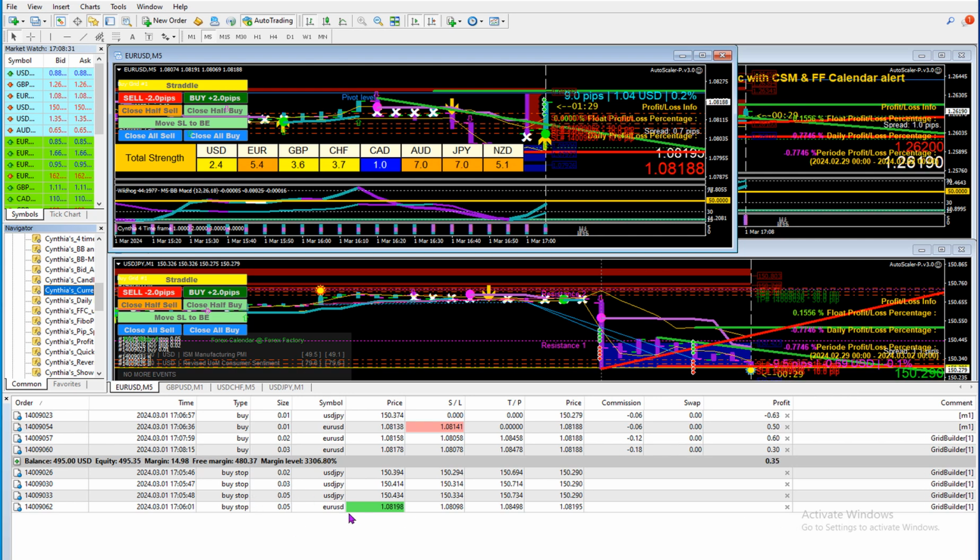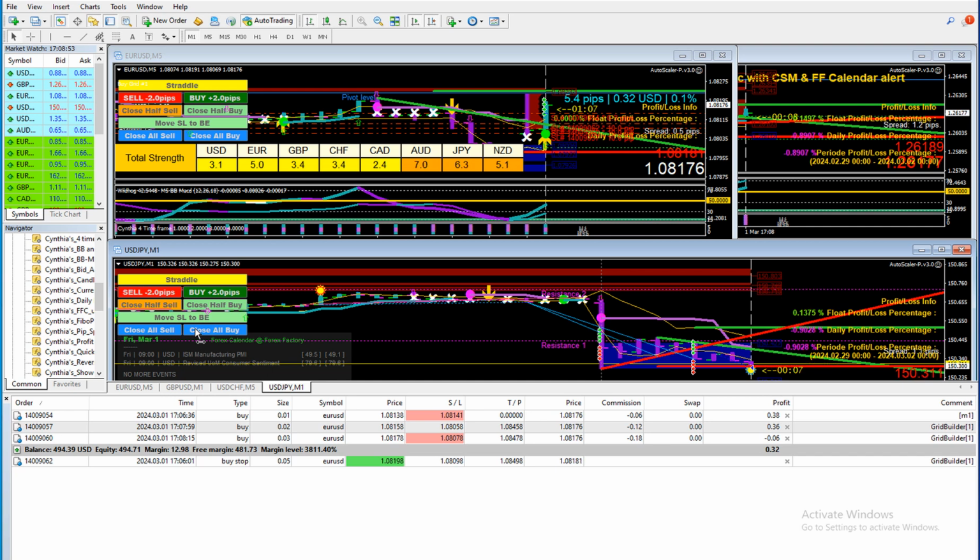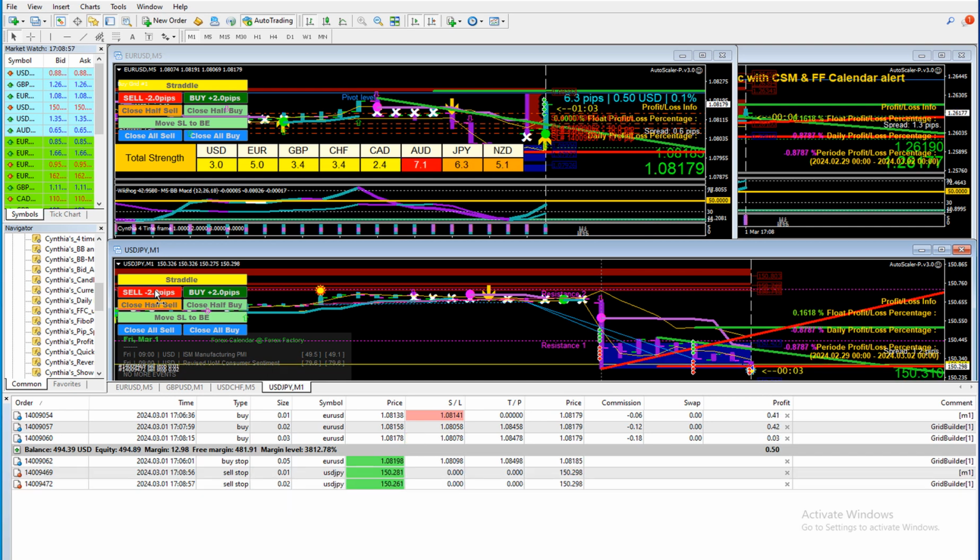Only buys are left on the USD yen, but the USD is really weak. So the USD yen, I'm going to close the buys on the USD yen, and I'm going to place a sell on the USD yen.